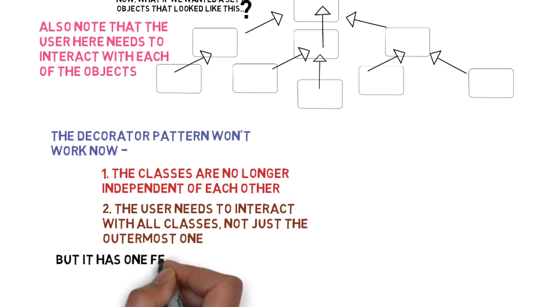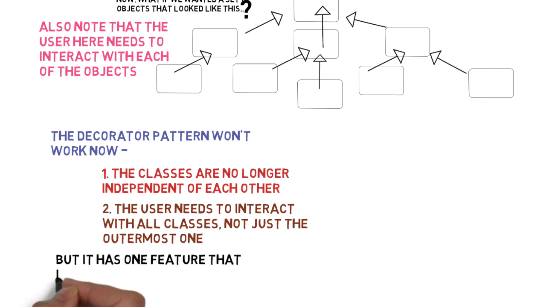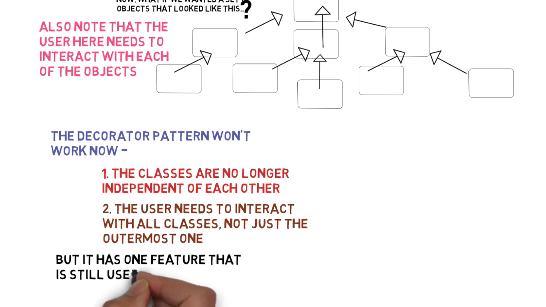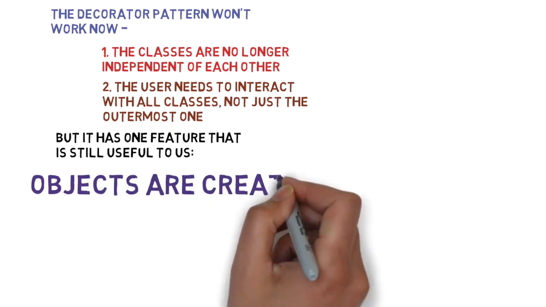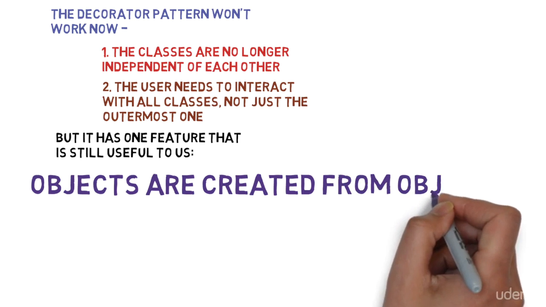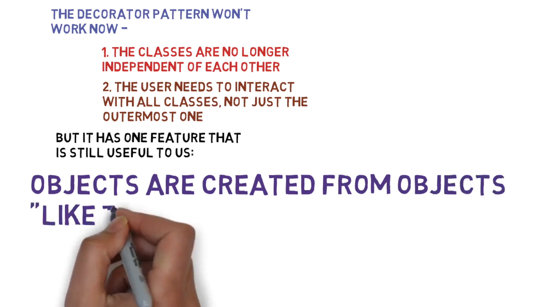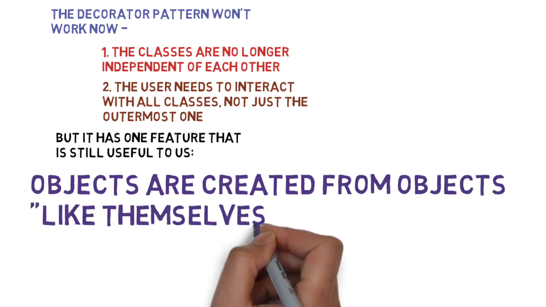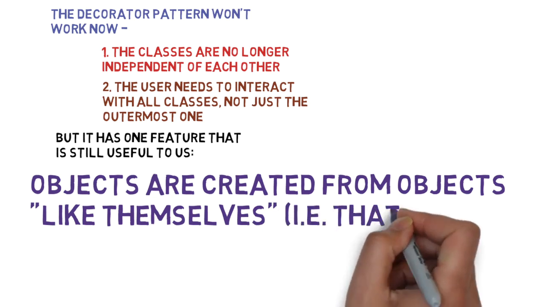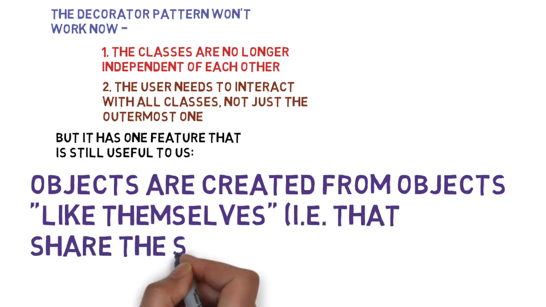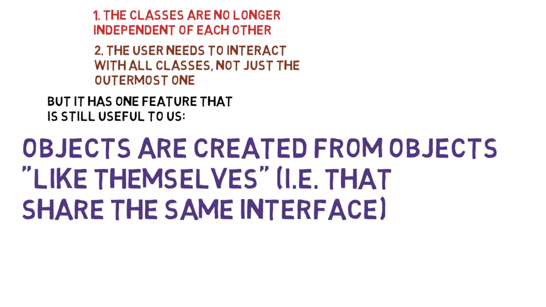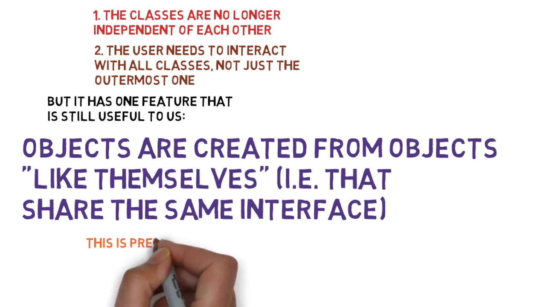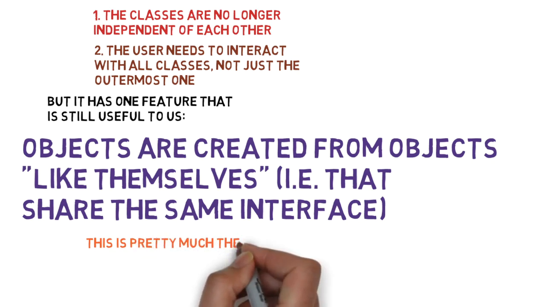As you can see, the underlying requirements which make the composite pattern necessary is completely different from that of the decorator pattern. However, it has one feature that is still useful to us. Objects are created from objects like themselves. That is, all objects in the composite pattern as well share the same interface. All of these together is pretty much the definition of the composite pattern.